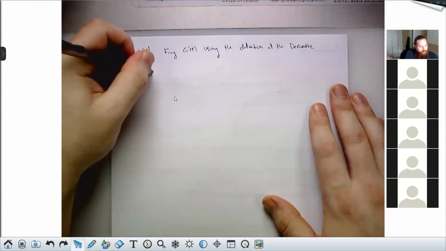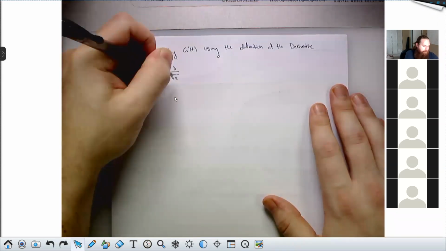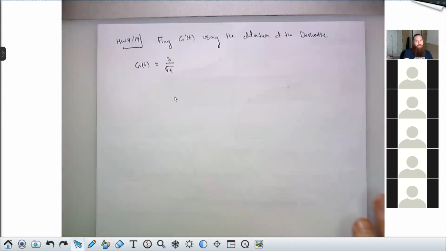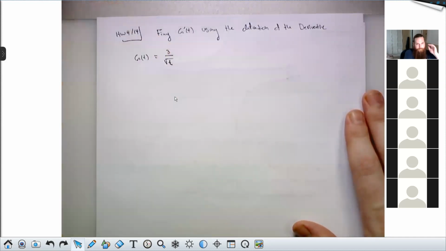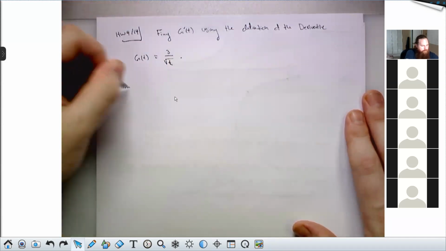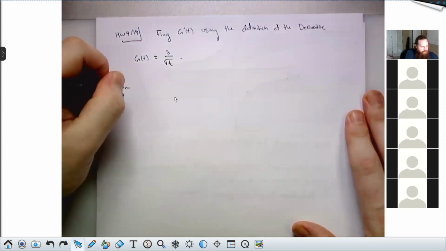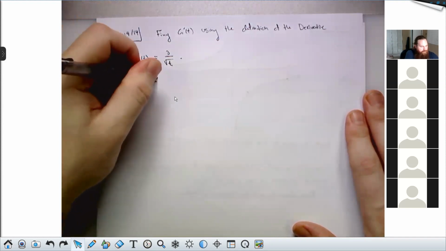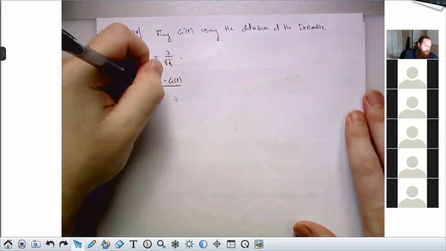So they tell me g of t is 3 over the square root of t. And they want us to calculate g prime using the definition of the derivative. Okay, that means I need to calculate the limit. So g prime of t is the limit as h goes to 0 of g of t plus h minus g of t, all over h.